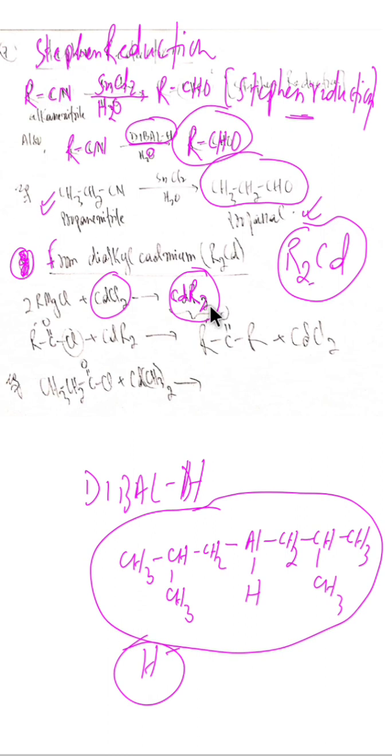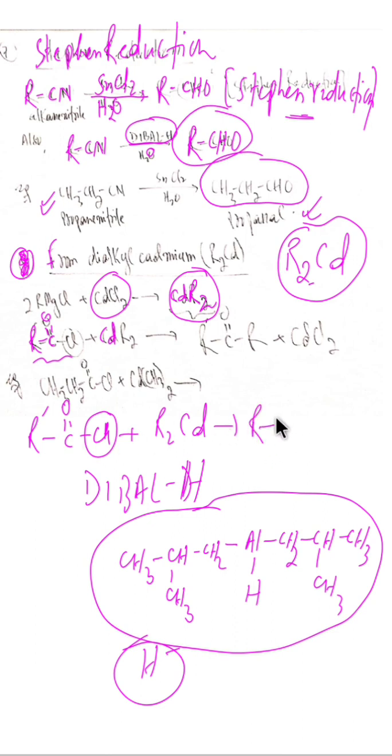When this dialkyl cadmium is reacted with acyl chloride, RCOCl, let me write the reaction here. RC double bond OCl, and if it is reacted with dialkyl cadmium, R2Cd, this chlorine is replaced by alkyl group of the dialkyl cadmium. Let me put a dash over here to differentiate from this alkyl group. So we are going to obtain R'C double bond O R. This is the ketone to be obtained.